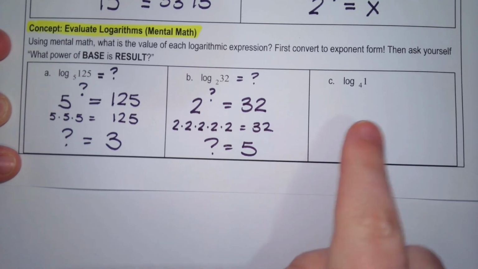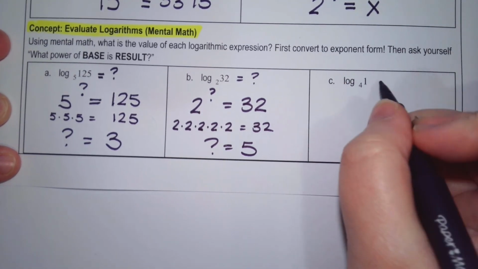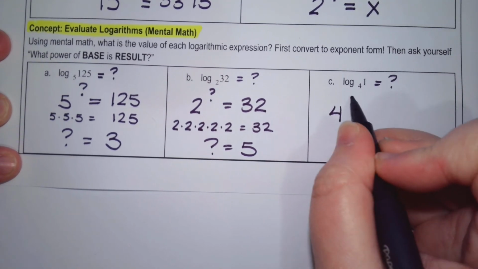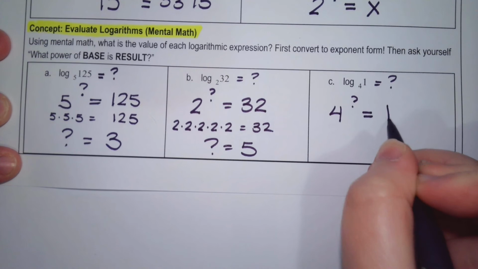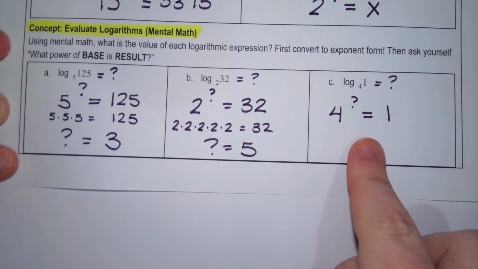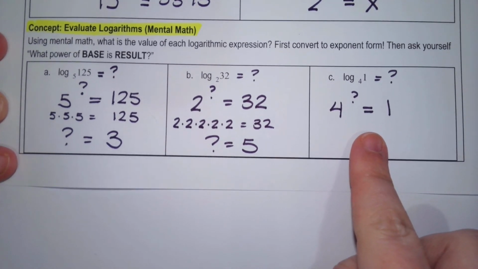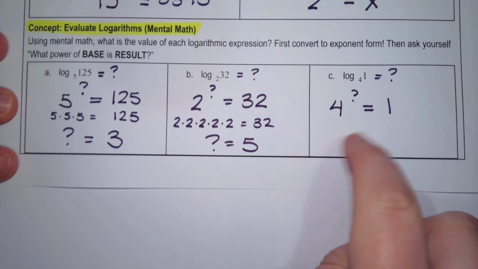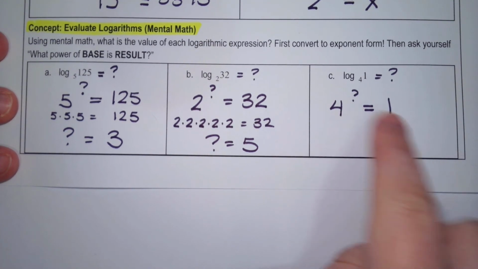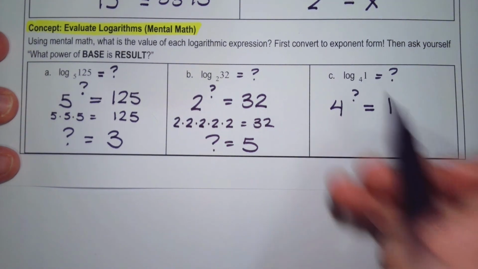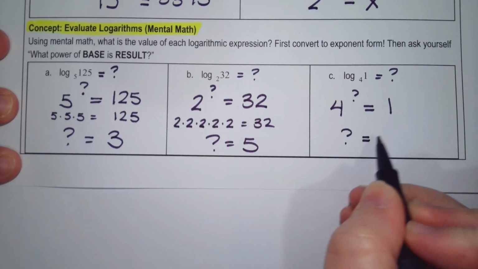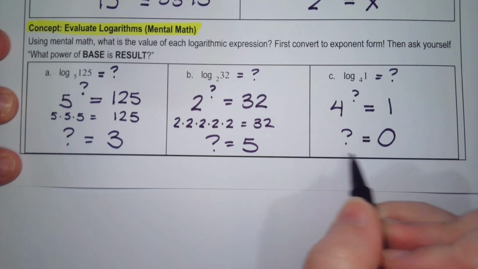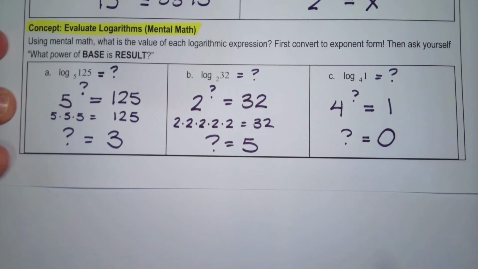And then finally, log base 4 of 1 is equal to question mark. So 4 to the question mark is equal to 1. Now, remember, this was a special rule we had in properties of exponents. Any base raised to a certain power is always going to be 1. Do you remember what that power is? It is 0. Any base raised to the power of 0 is equal to 1.